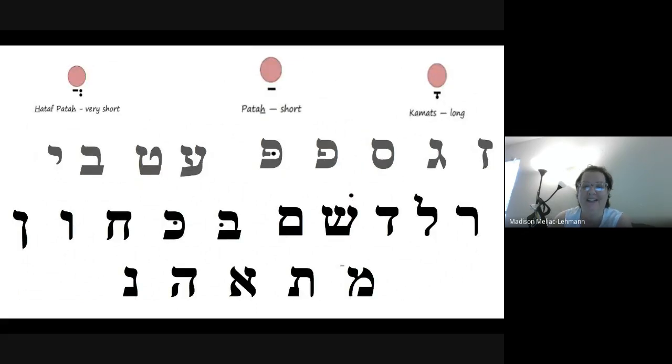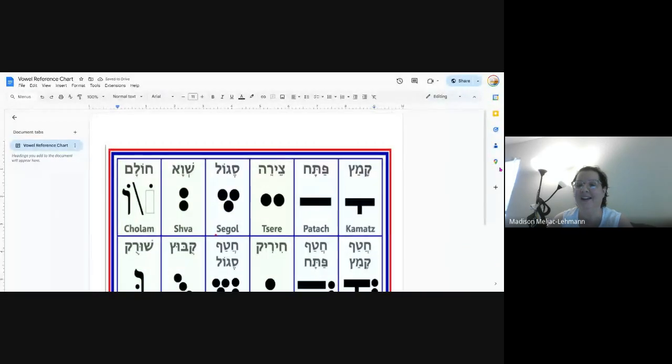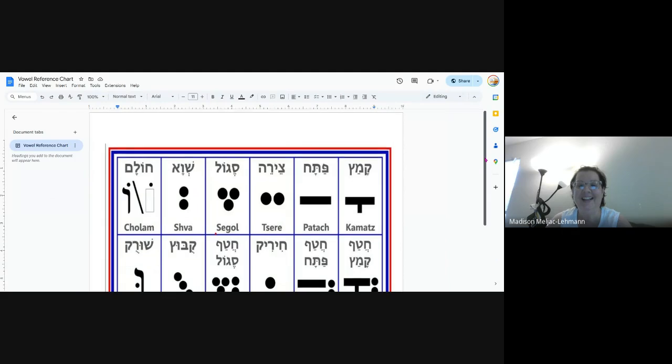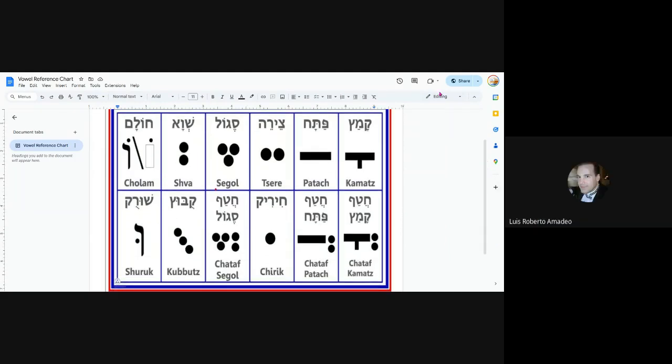Hold on a second here. Let me go get it. I feel terrible. Isn't that terrible? I really apologize. All of a sudden, here's the vowel reference chart. Okay, let me share this tab instead. Oh, I feel terrible. Okay, here we go. That is called brain fade, guys. Oh, there it is.